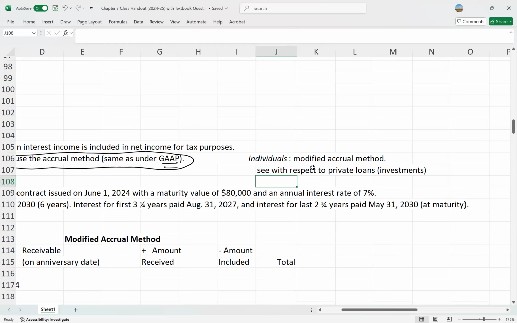Usually you'll see this modified accrual method when there's a private loan being made and the interest is paid irregularly. It's not like a term deposit where you get paid the interest at the end of the term or at the end of every year. This would usually only be seen with private loans between individuals and maybe corporations, but not in your typical investment at the bank.